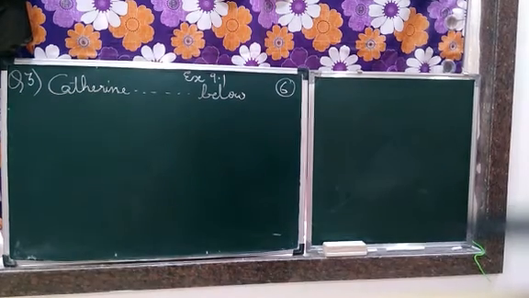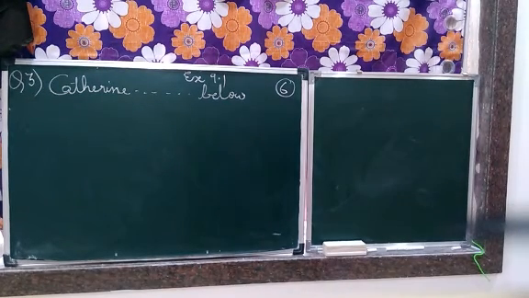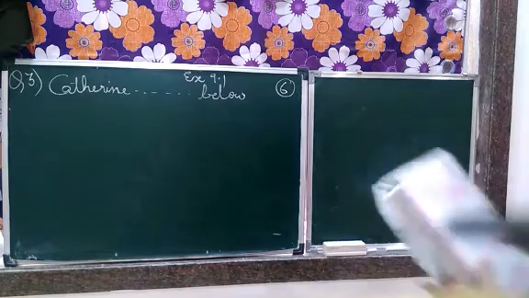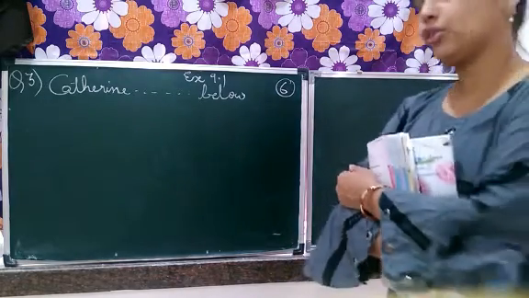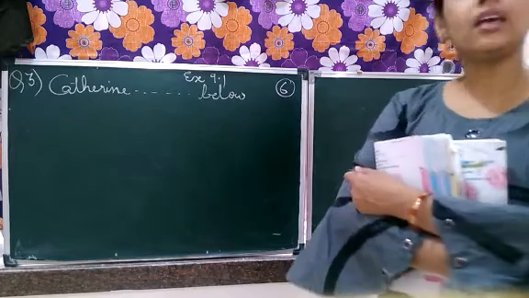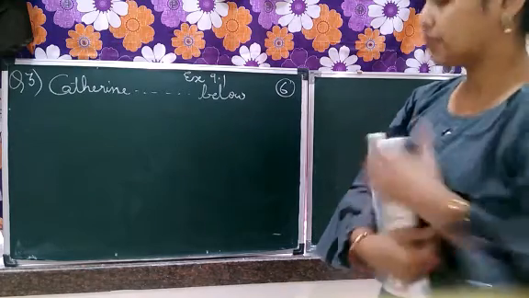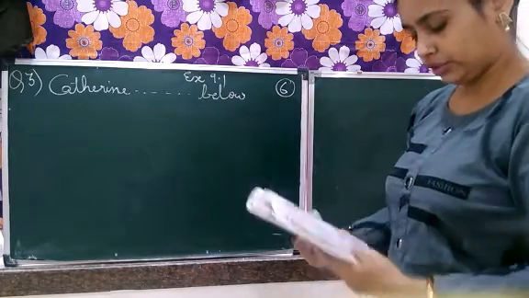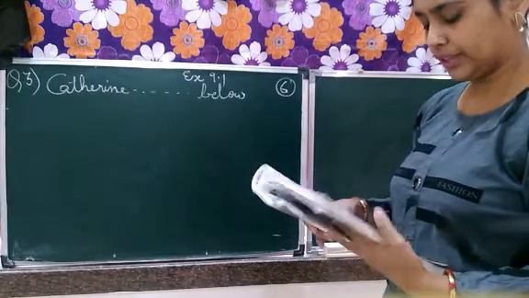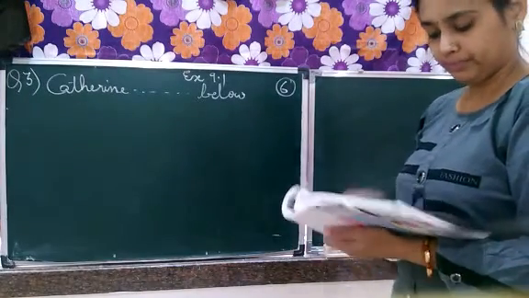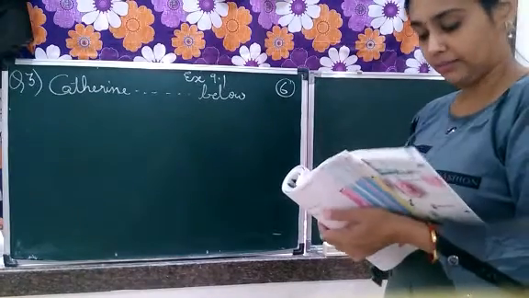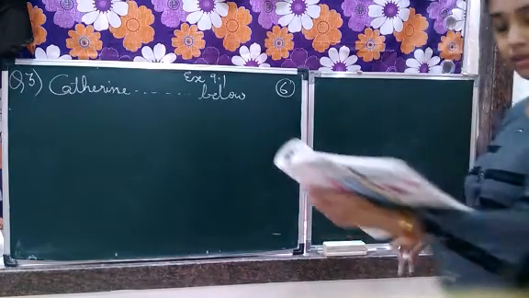Okay, children, welcome back. We are continuing question number 3 of exercise 9.1. Question number 1 and 2 we did in the Zoom class. Today we will be starting question number 3. Question number 3 is: Catherine threw her dice 40 times and noted the number appearing each time as shown below. So it is given here.